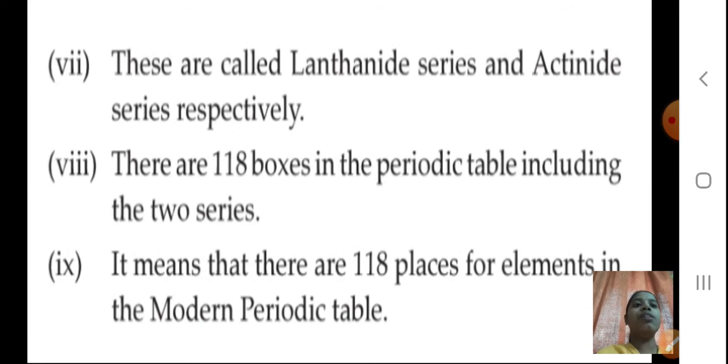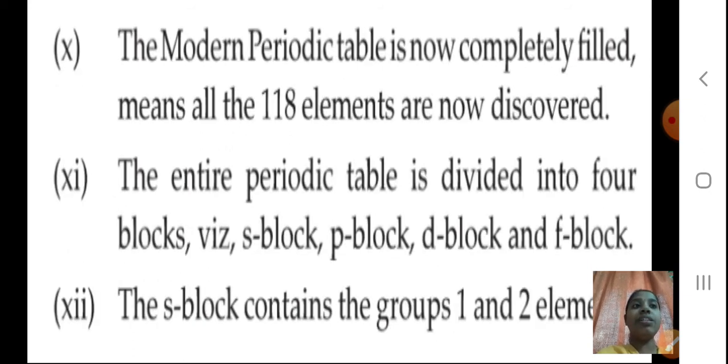Okay students, so the modern periodic table is now completely filled, which means all the 118 elements are now discovered. If you see, all 118 elements are now discovered.